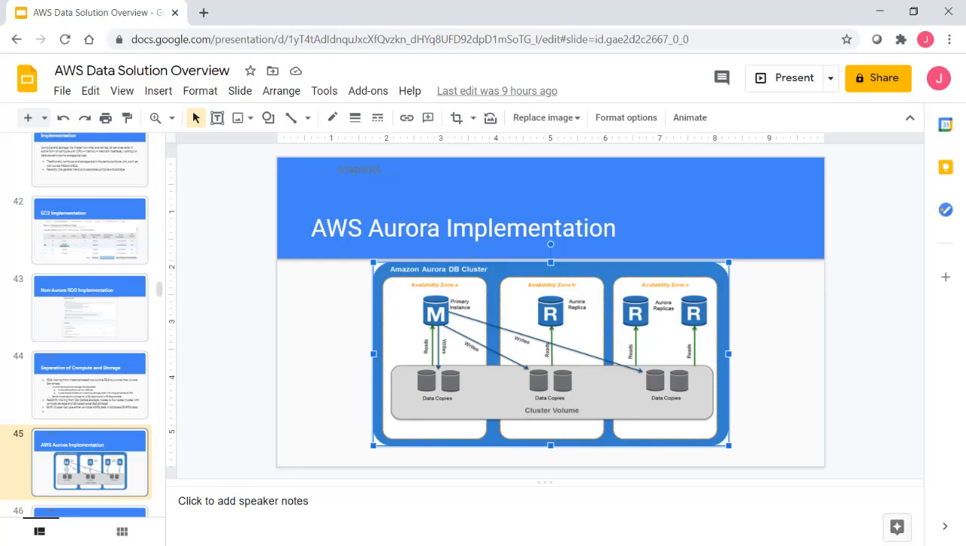Compute resides in one AZ, and storage resides across different AZs. You can even have the compute unit in another AZ, but certainly this is not good for the network. So usually this is not the case.